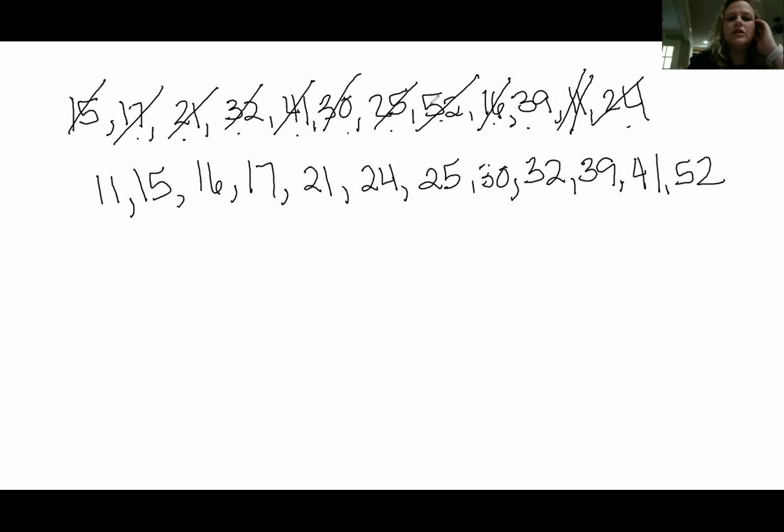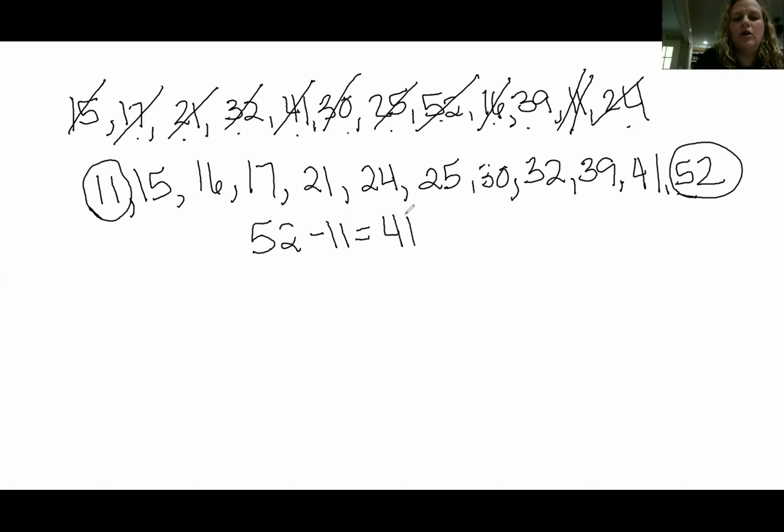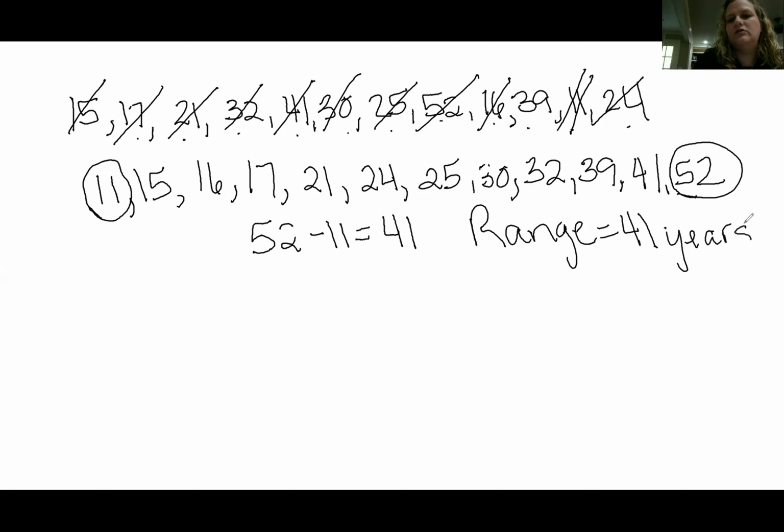Okay, so now we've decided that the least is 11, the greatest is 52, so 52 minus 11 equals 41. So the range of this data is 41 years, because these were ages in years. And that's it. And that's all you have to do. Take the greatest, subtract the least.